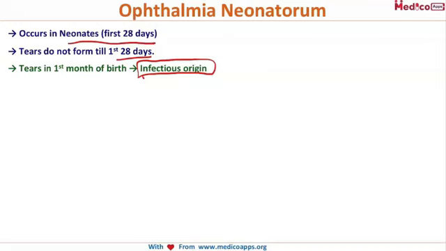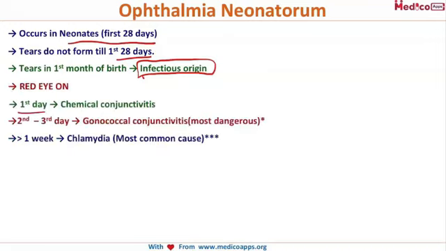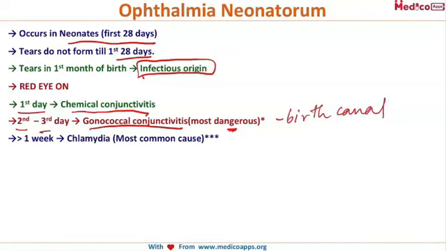So, depending on the time of presentation, you can find the etiology. On the first day itself, if the child has these symptoms, you will suspect chemical conjunctivitis. If on the second or third day, it could be gonococcal conjunctivitis, which the child contracts from the mother's birth canal, and it is the most dangerous type of ophthalmia neonatorum. And chlamydia, if the child presents after 1 week with these symptoms, it will be chlamydia.